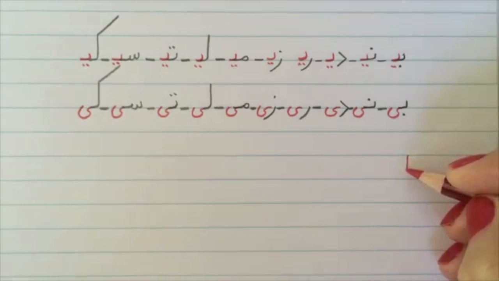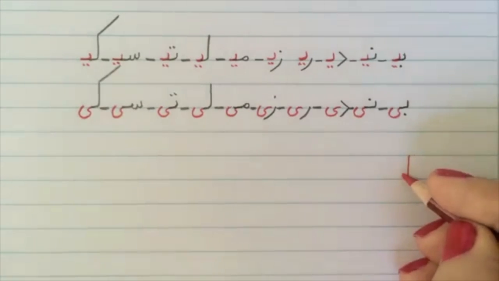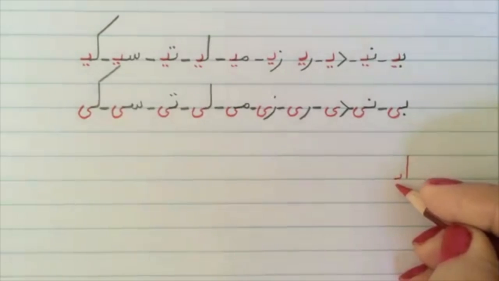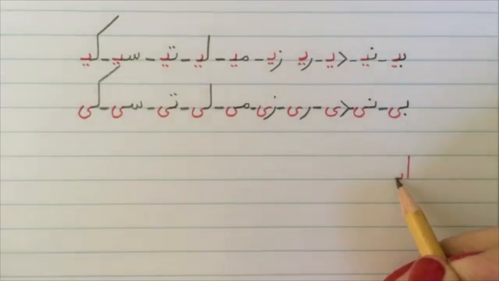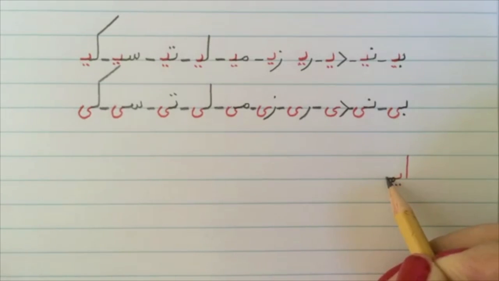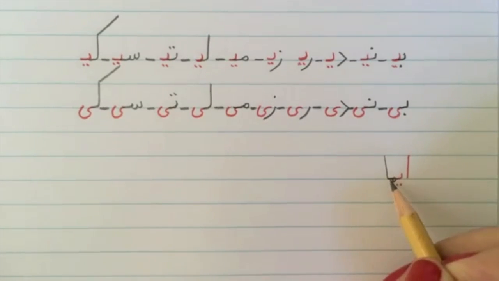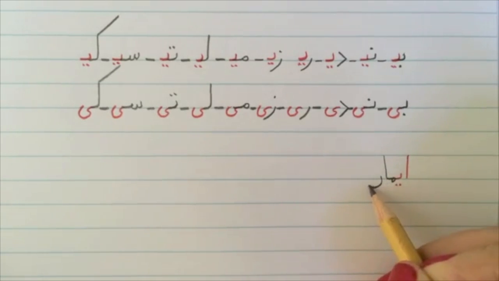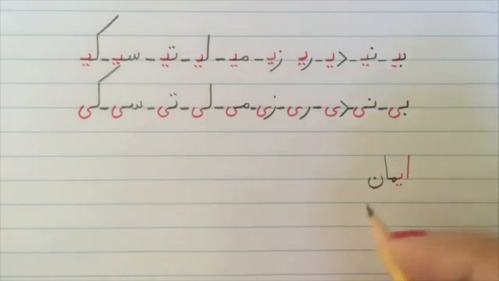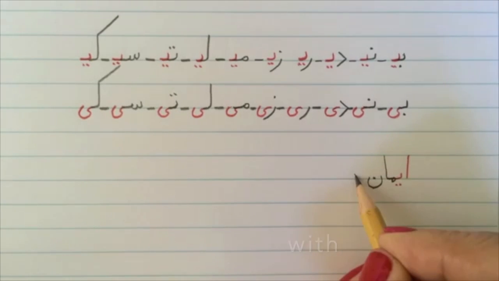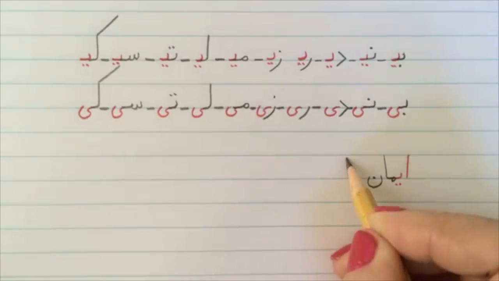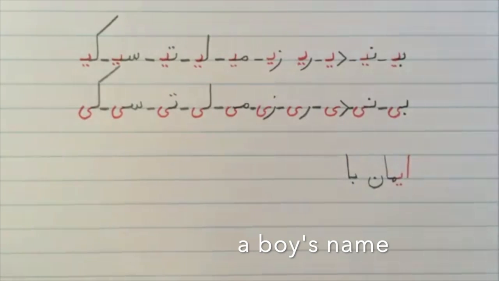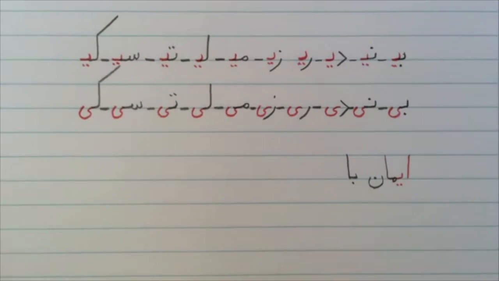So, the E at the beginning, which we learned, is made of 2 parts. E. Now, I want to write man. How to write man? M and A together make ma. Ima. N. Iman. Ba. Nikan. Nikan is also a boy's name.